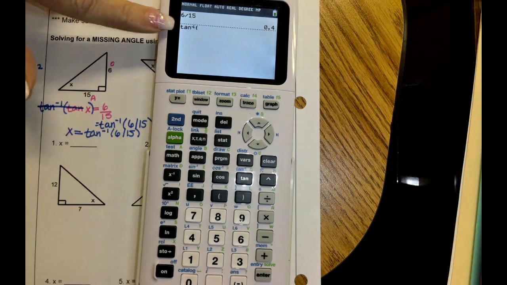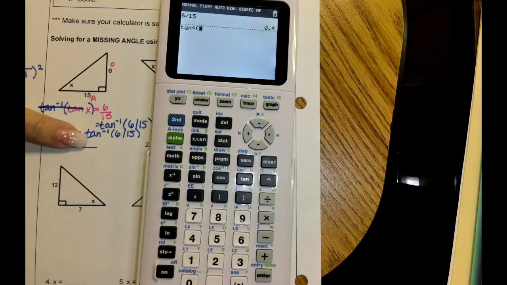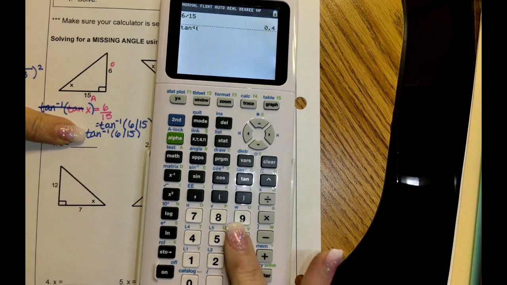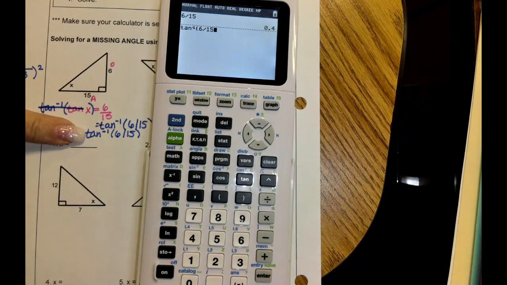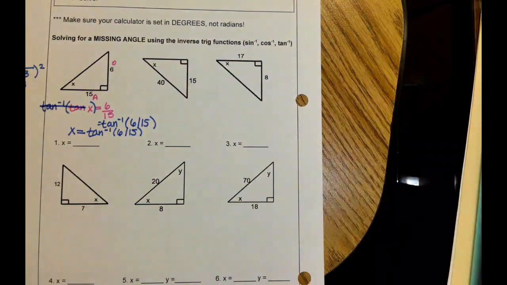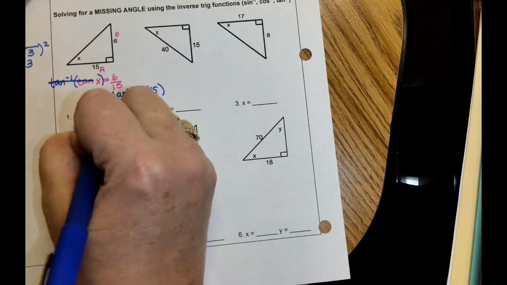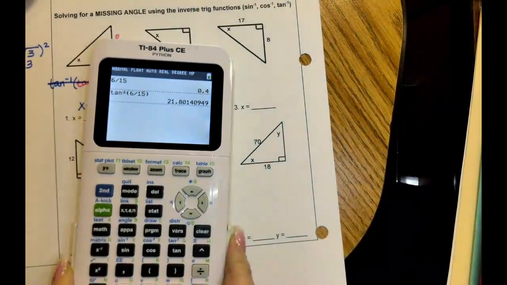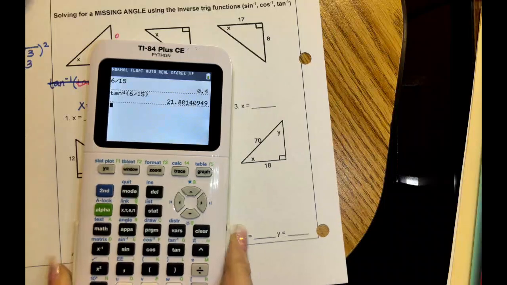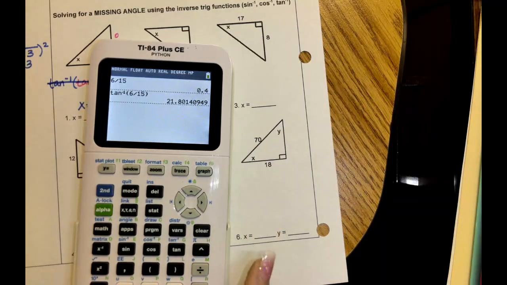So you would hit the tangent key. Notice it says tangent to the negative 1, just like my problem does. And then you type in 6 divided by 15, just like it says, and then you hit enter. And we get 21.8. Well, my table said 22 degrees. The actual answer is 21.8, and some change, right? That's 21.8 rounded. It's pretty close to 22. So the table is close, but it's not exact because we don't have all those decimals in between. It was just whole number angles.